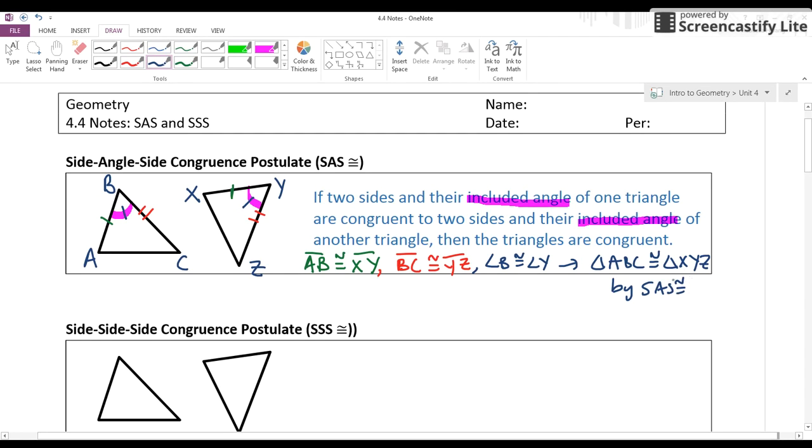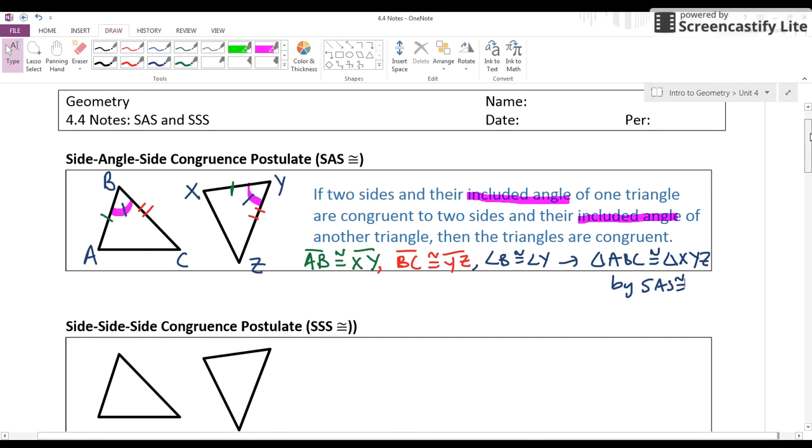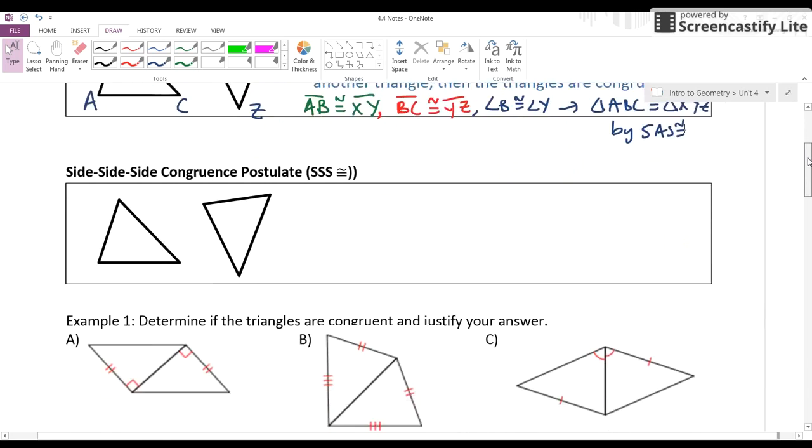All right, I put congruence here because next trimester we're going to talk about similarity. So I like to differentiate between congruence and similarity using that symbol. So that's why I put that there. All right, but again, the key thing with the SAS postulate is knowing the included angle. So think about why we can't say the triangles are congruent if we were given, for example, angle A and angle X instead of angle B and angle Y.